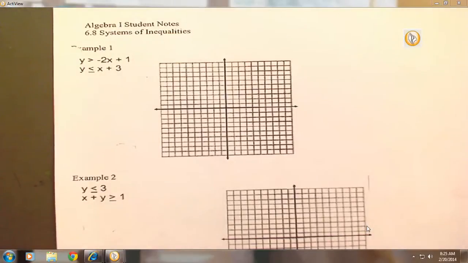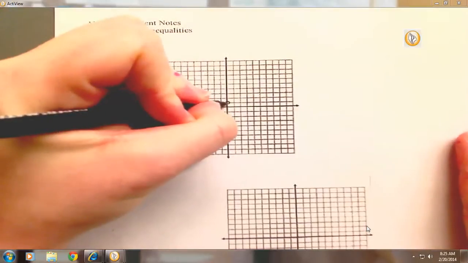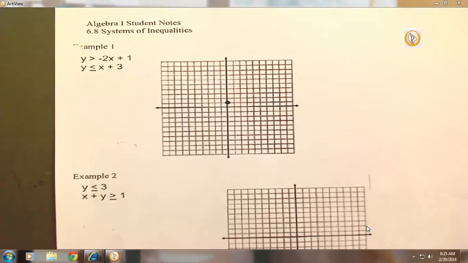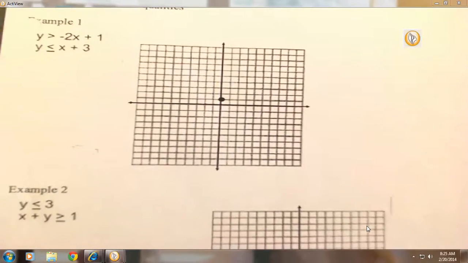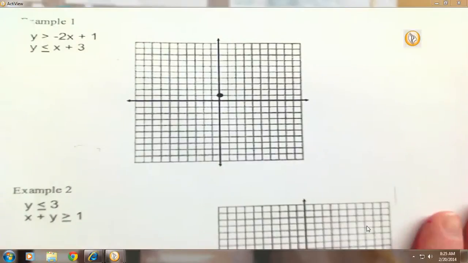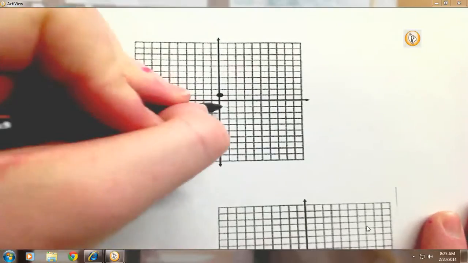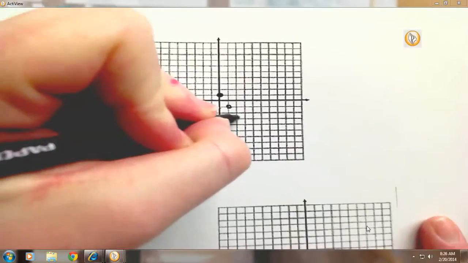Example number 1. It just so happens that they're already in slope-intercept form for you. That's nice, isn't it? All you have to do is graph. So on that first inequality, what's your y-intercept? +1. So let's put a dot at +1. What's the slope? -2 over 1. So down 2 and right 1.